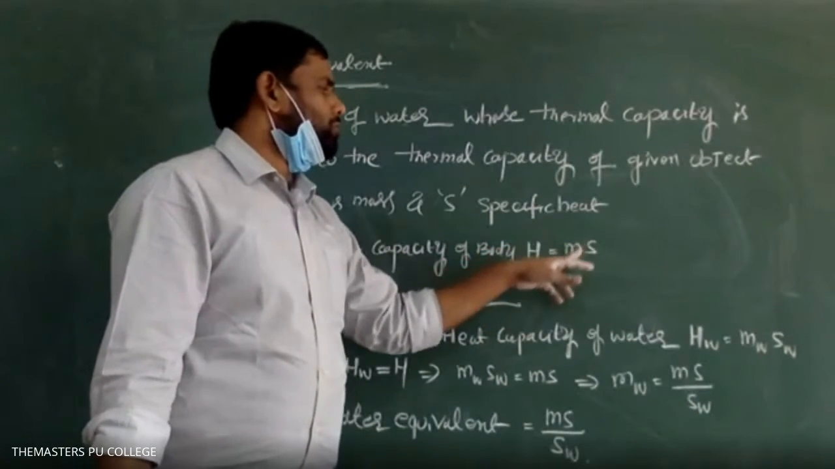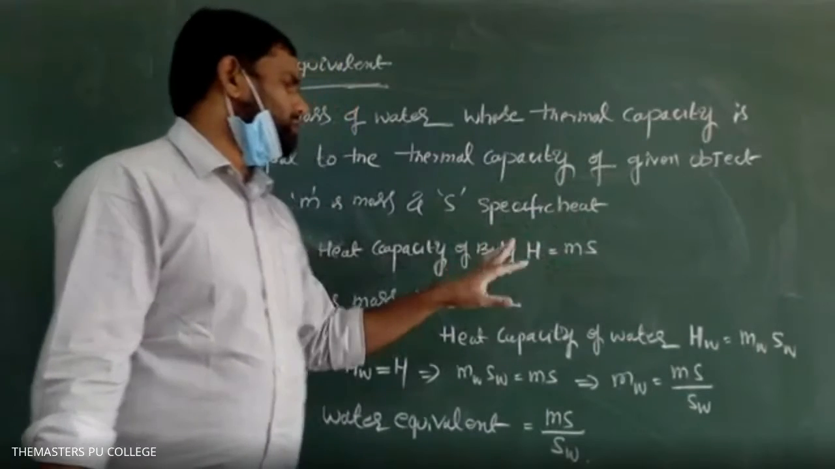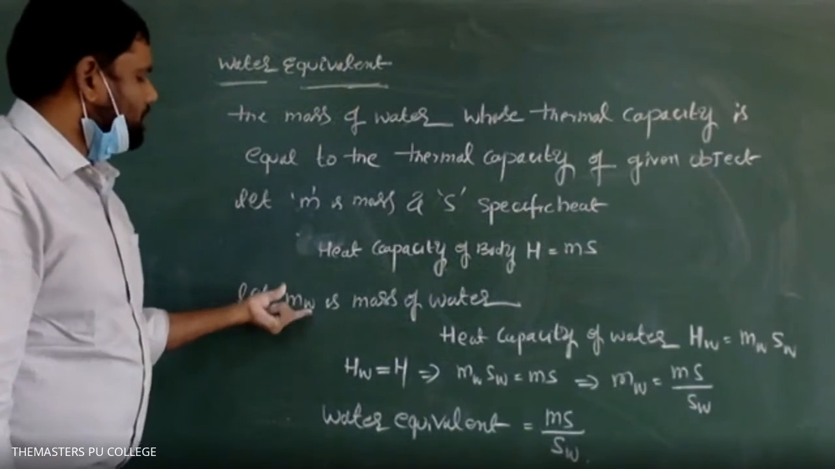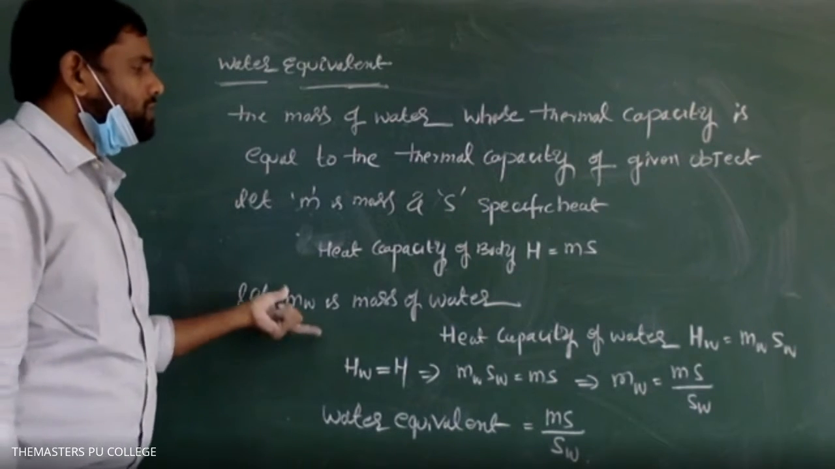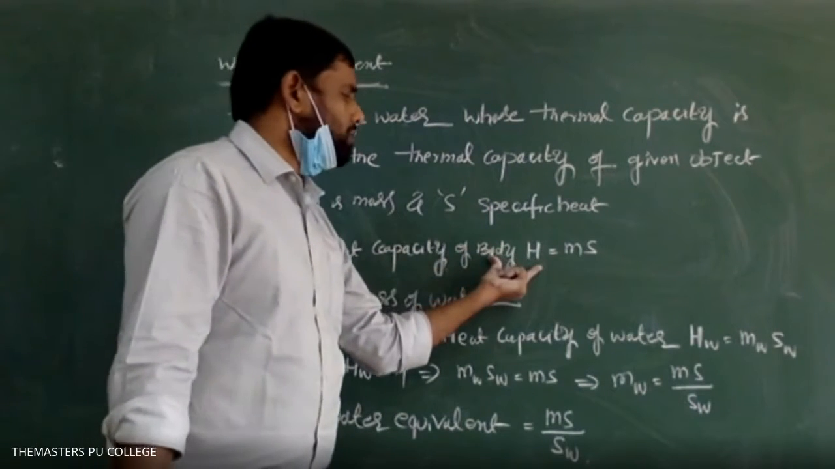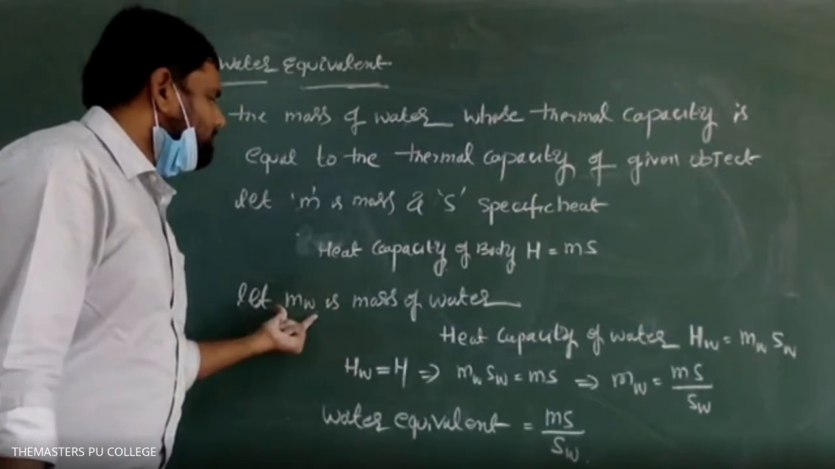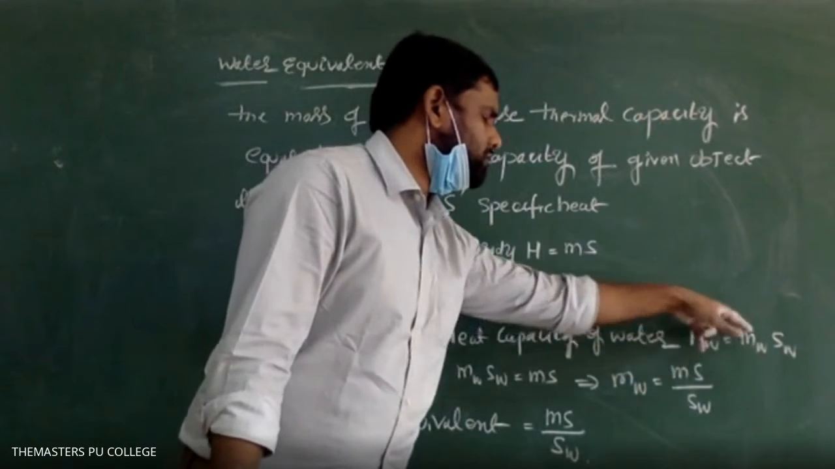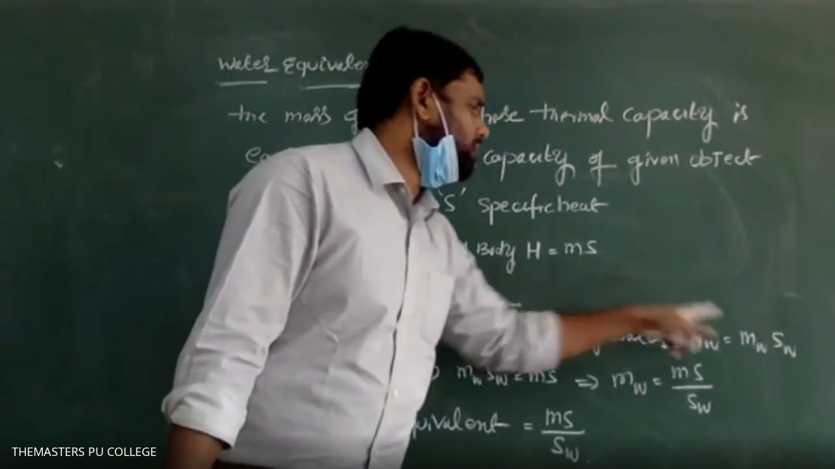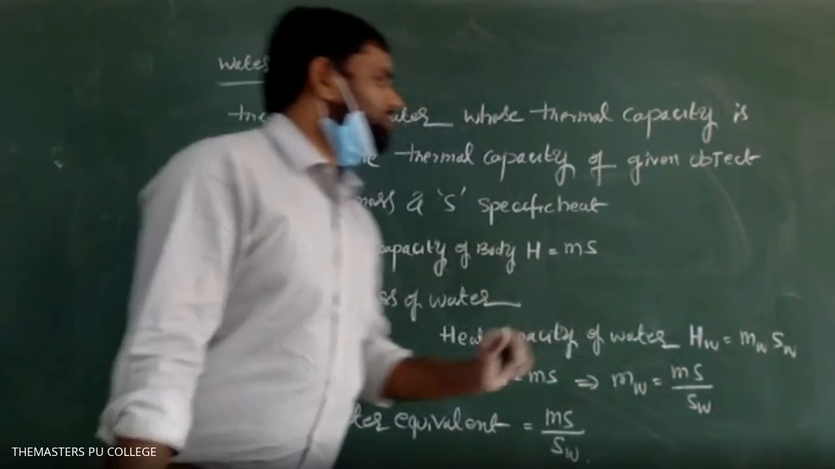Thermal capacity H is equal to the product of mass and specific heat, m into s. Let mw be the mass of water whose thermal capacity is equal to the thermal capacity of the given body. If mw is the mass of water, then what is the thermal capacity of the water? It is similarly the product of the mass of water and the specific heat of water.